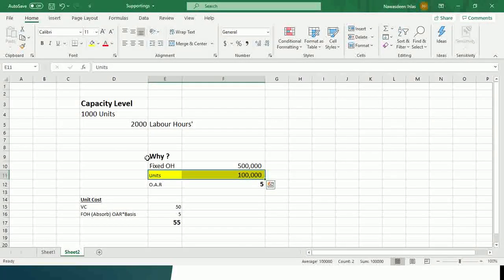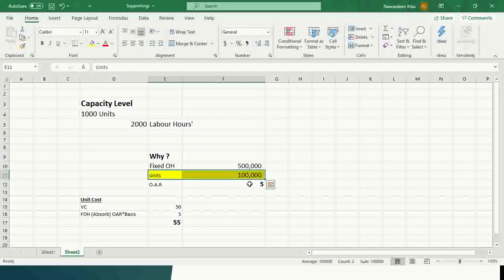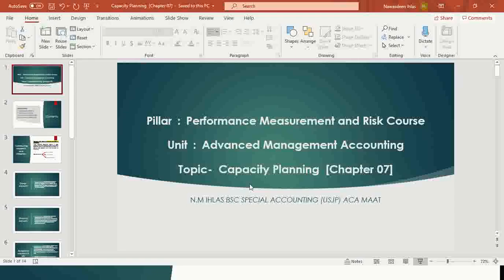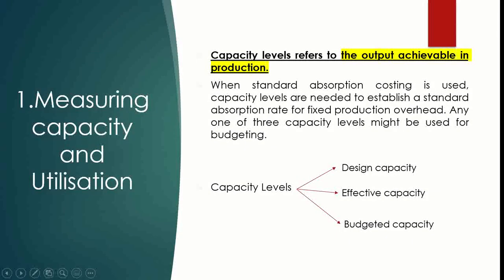After knowing this capacity level, only then can we find the overhead absorption rate, which means if an organization is following absorption costing, they need capacity levels to find the overhead absorption rate. Understood? Which means to find the cost of a product, to absorb the fixed overhead into a particular product, we want to know the capacity level. So capacity level is very important.